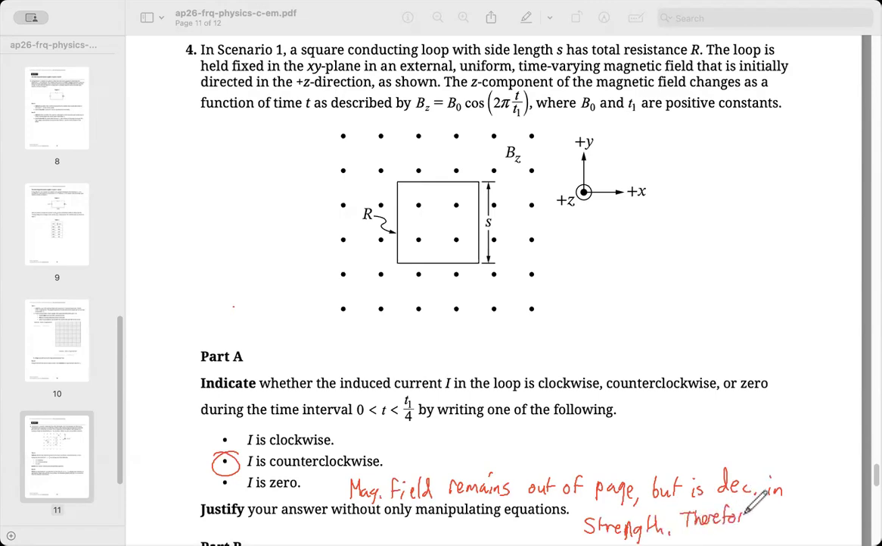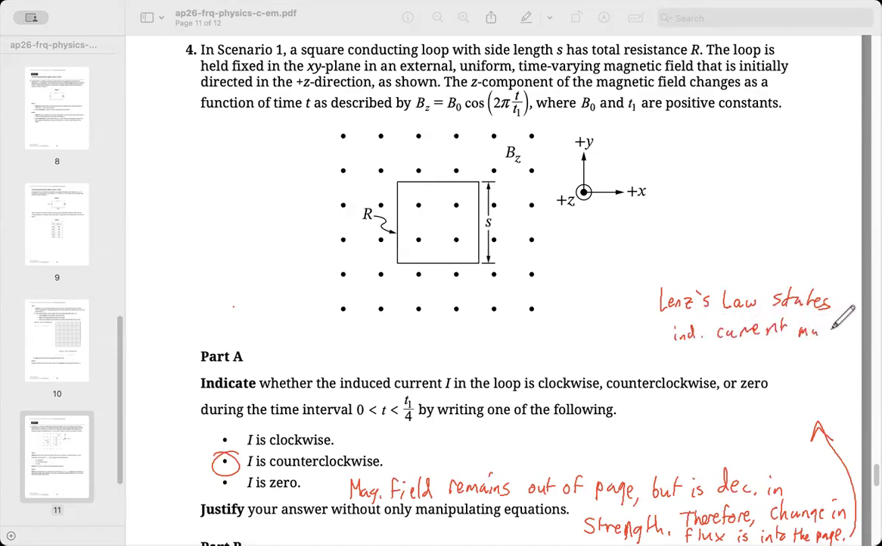Therefore, the change in flux is into the page. Lenz's law states the induced current must generate a field to oppose that change. Therefore, the induced current must be counterclockwise. Okay, there we go.